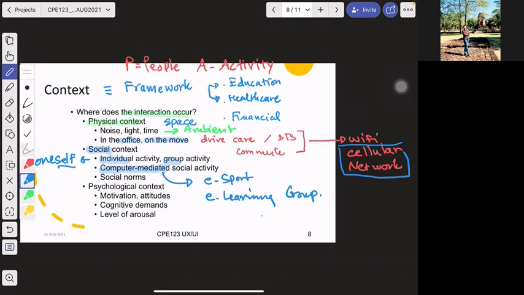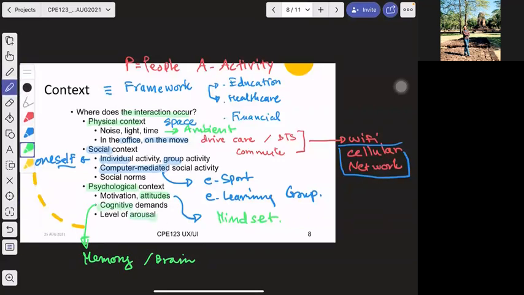And the next one is the psychological context. The motivation to use your product, or their motivation to engage with your product, and the attitude. This is about the mindset of the people who are going to use your product. And the cognitive, is this about the memory, about the brain? Their memory, their brain, all those contexts should concern this. The level of arousal, like a challenge or making oneself step forward, it's just arousal. Okay, those are the issues of the context.